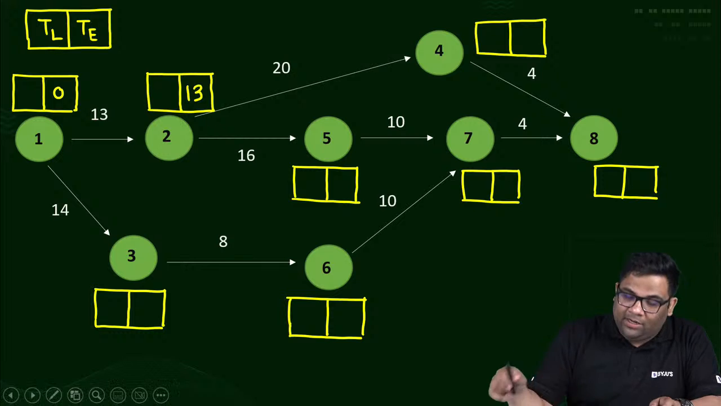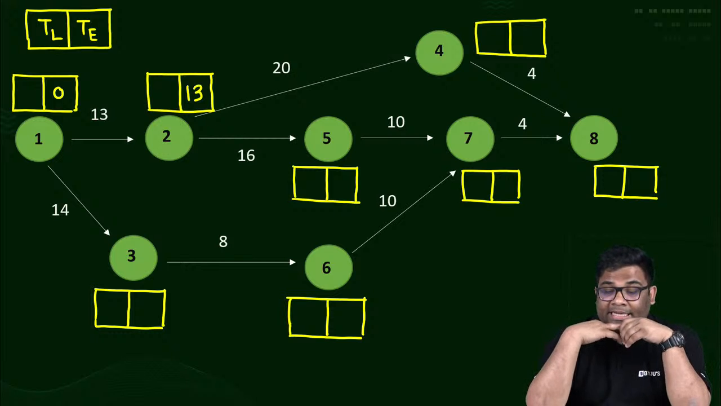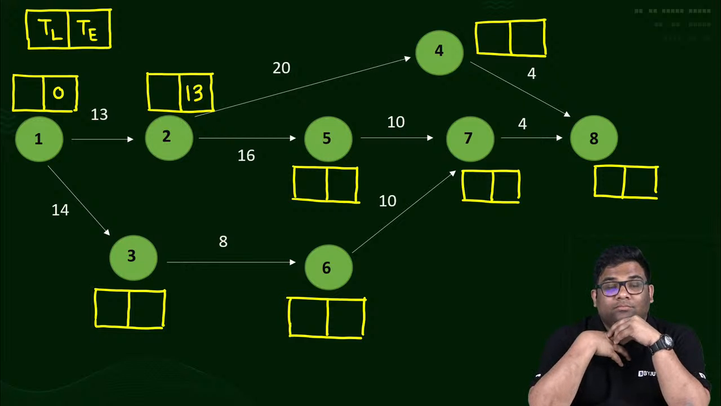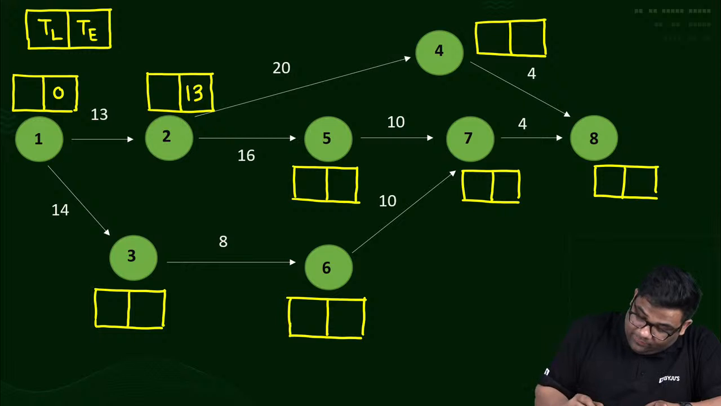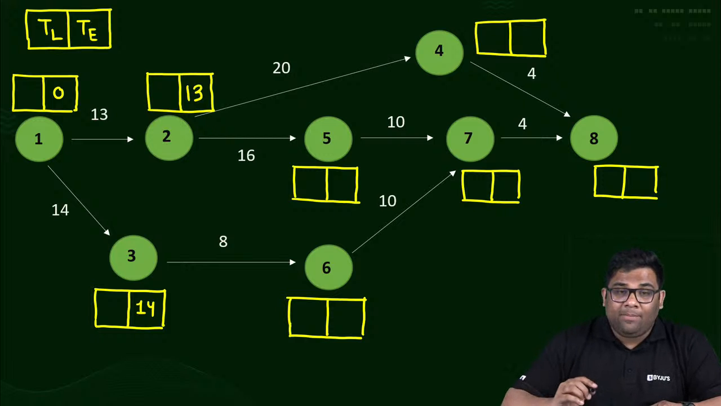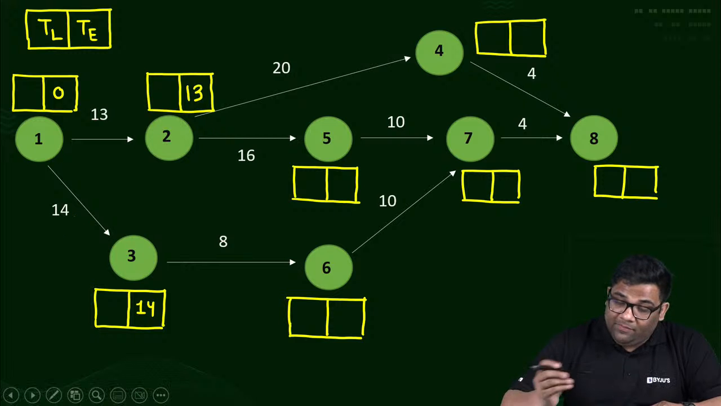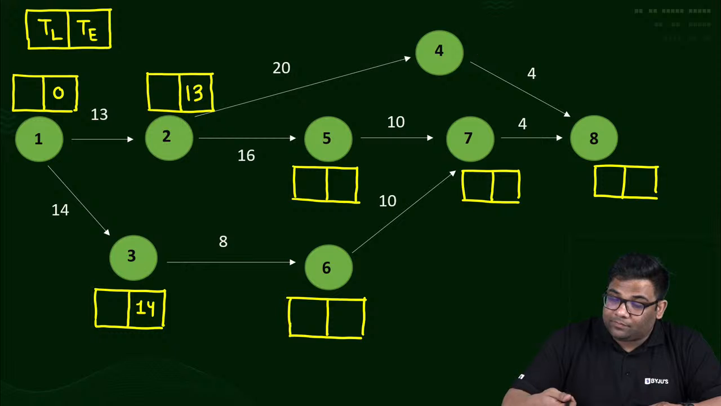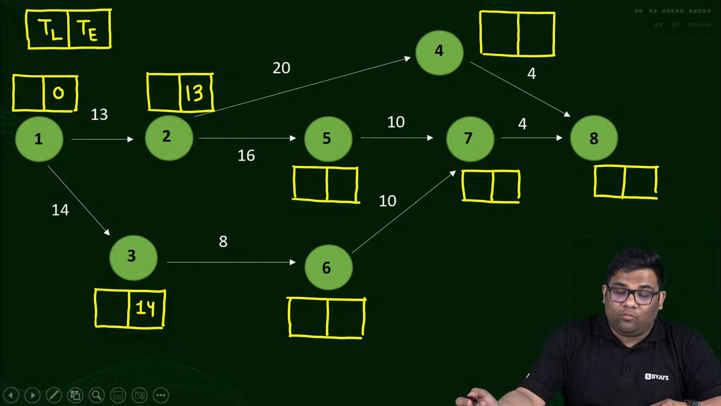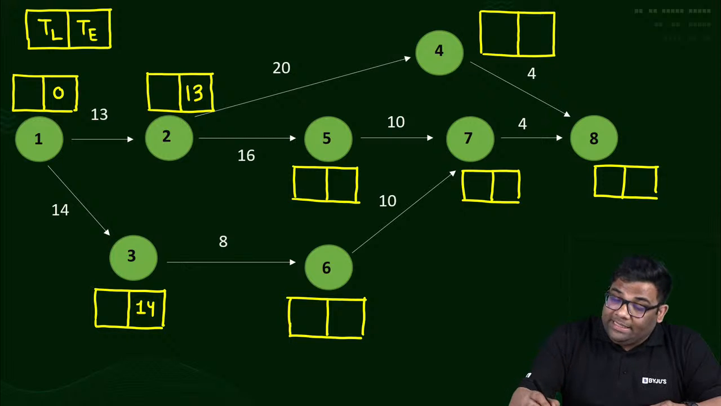Very good. Now for the third one, tell me, TE for the third one. Yes, 14. Now tell me for the fourth one. 33. How? Oh, you are telling for the fourth one. Okay, sorry, my mistake. 13 plus 20, 33.